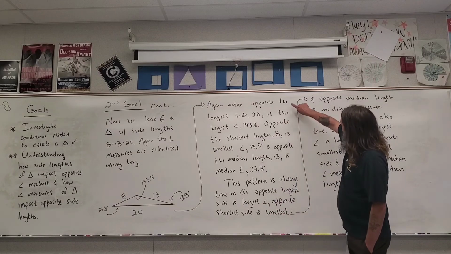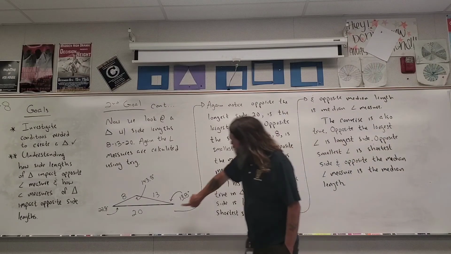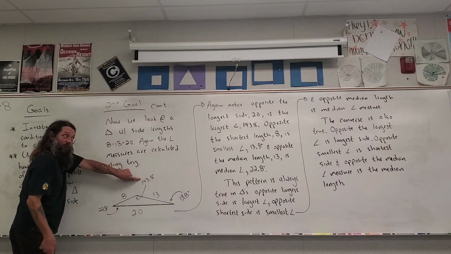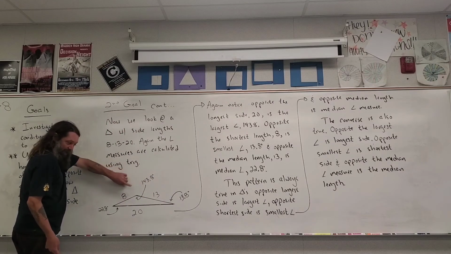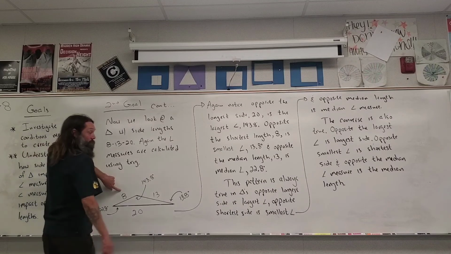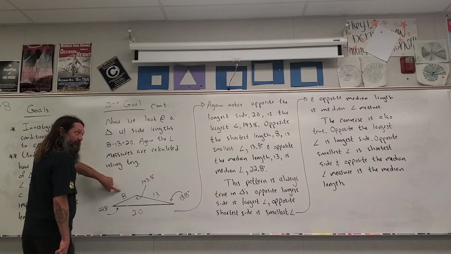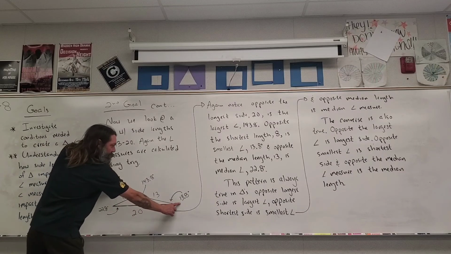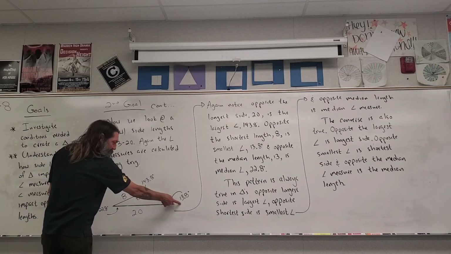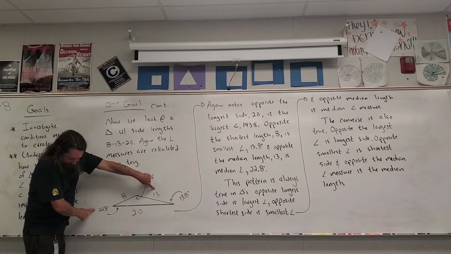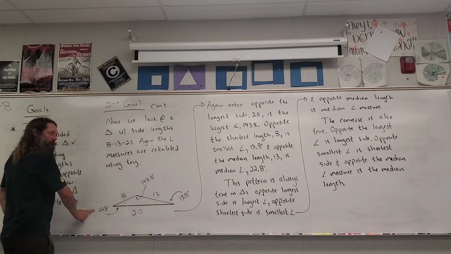And again, notice opposite the longest side, which is 20, we get the largest angle, which is 143 degrees. Opposite the shortest side length, which is 8, which was the median length in the previous problem, is the smallest angle, 13.8. And opposite the median length, 13, which was the longest length in the previous example, is the median angle measure of 22.8 degrees.